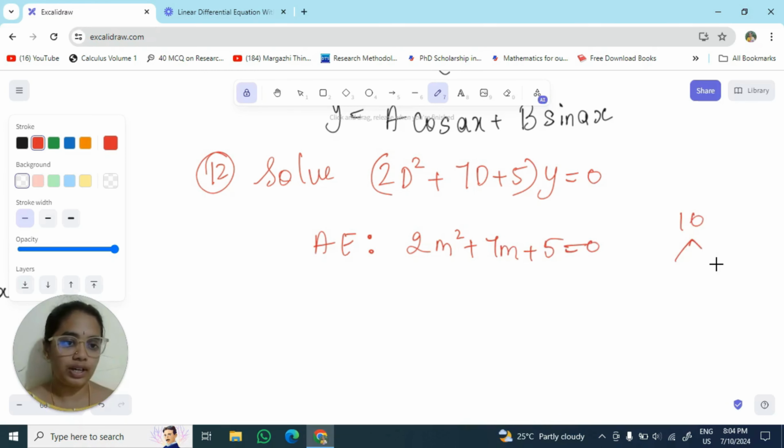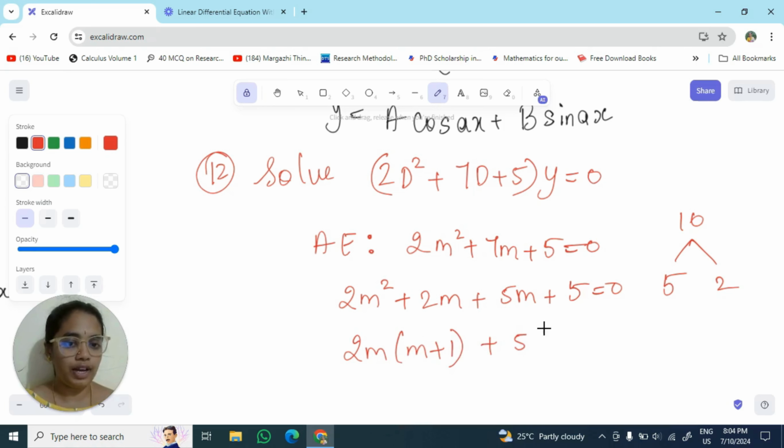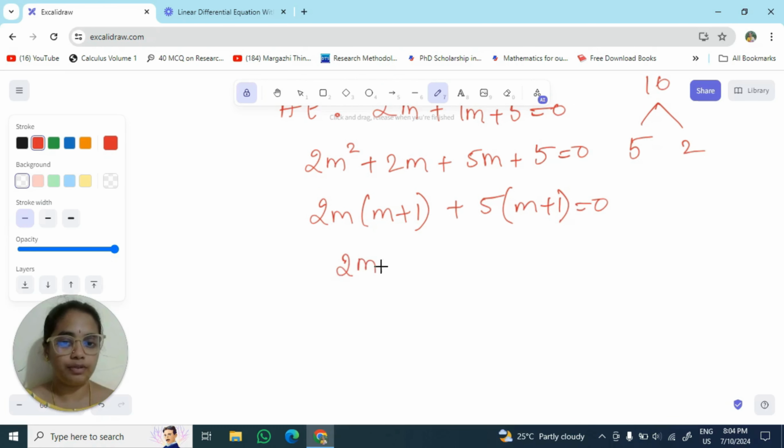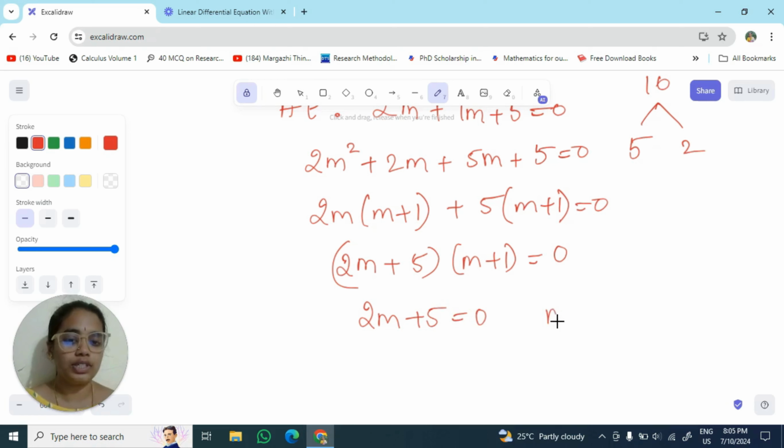We have 5 twos are 10, and clearly 5 plus 2 is 7, right? So as simple as that, 2m square plus 2m plus 5m. I'm splitting the middle term basically. So I would get 2m into (m plus 1) plus 5 into (m plus 1). Agree? This is nothing but 0. Yes? So what happens to our m values? We would be left with (2m plus 5) into (m plus 1) equals 0.